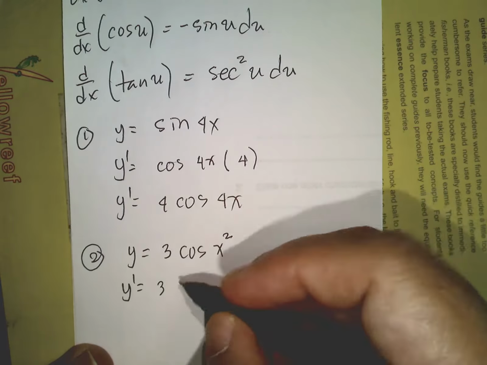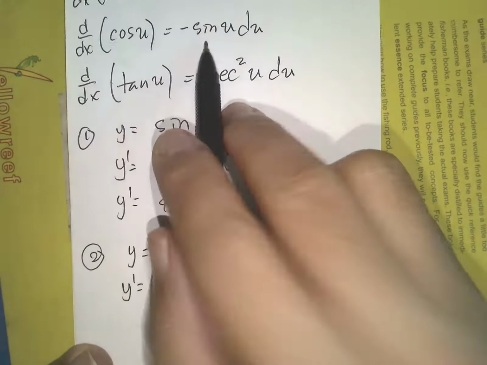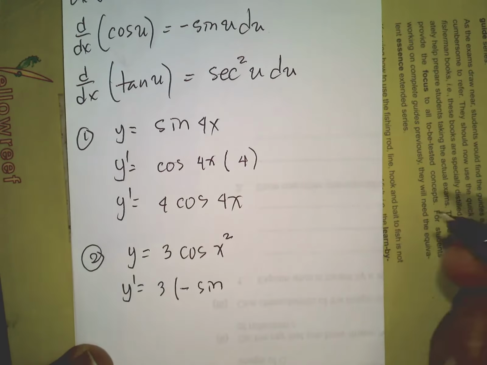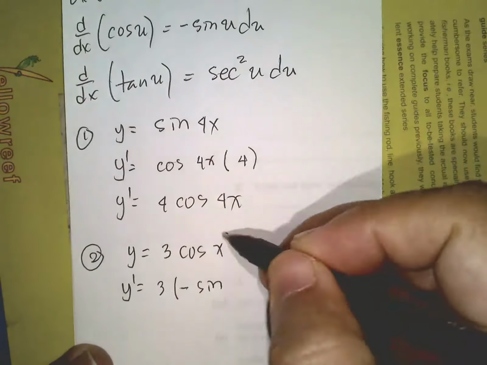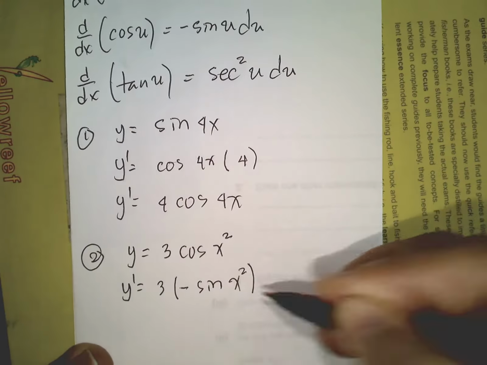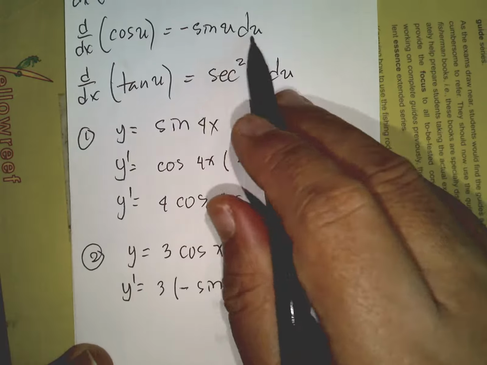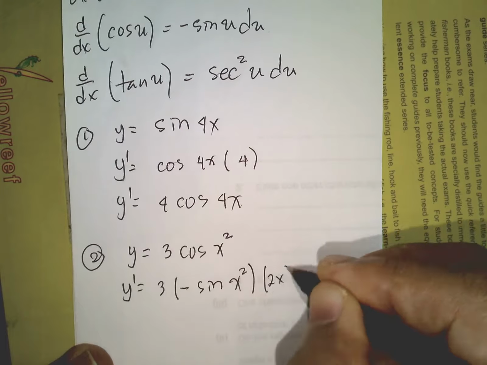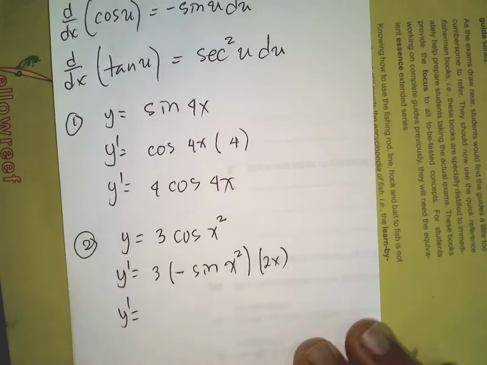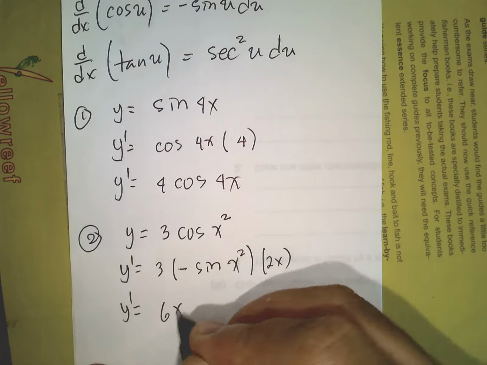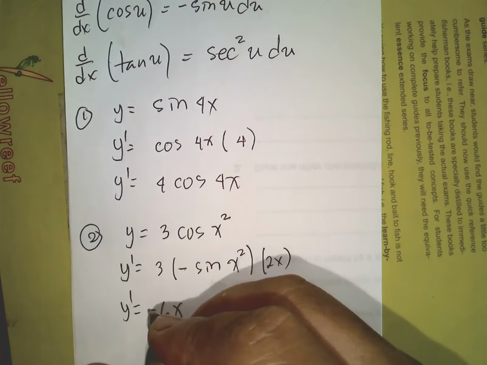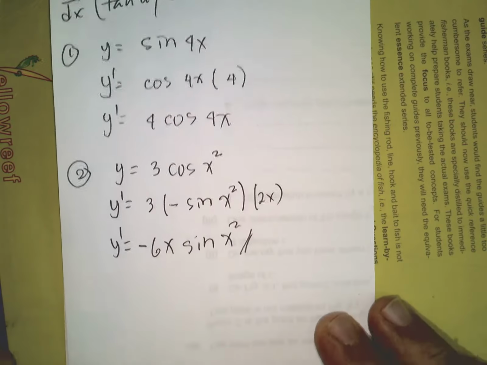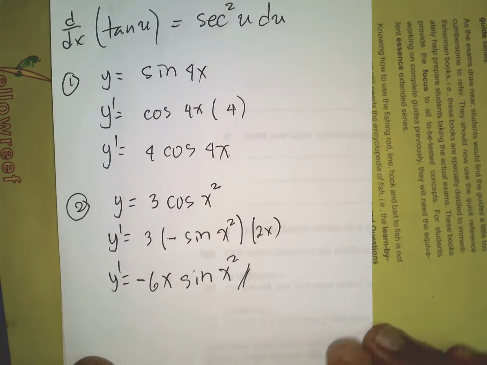So you have cosine, the derivative is negative sine, so 3 times negative sine of your u, whatever the angle is, which is x squared, times the derivative of your u. The derivative of x squared is 2x. So the final answer now is 3 times 2x is 6x, but times negative, so negative 6x sine x squared. Done.